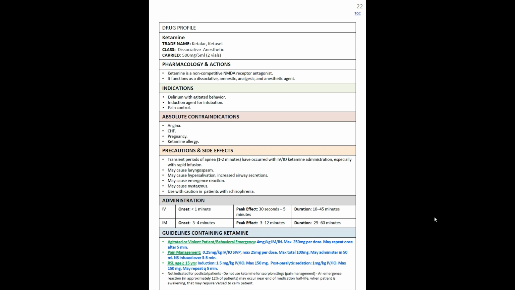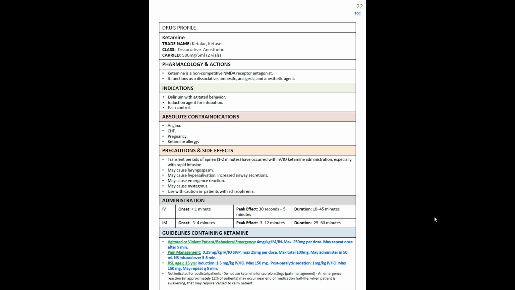It is given in 3 protocols. First, the agitated or violent behavioral emergency protocol, where we give 4 milligrams per kilogram IM, max of 250. We can give a max of 250, see how the patient does, and make sure you give it some time before you decide to repeat that dose, because the onset of action of IN ketamine can take up to 4 minutes to start working. So just be cognizant of that.